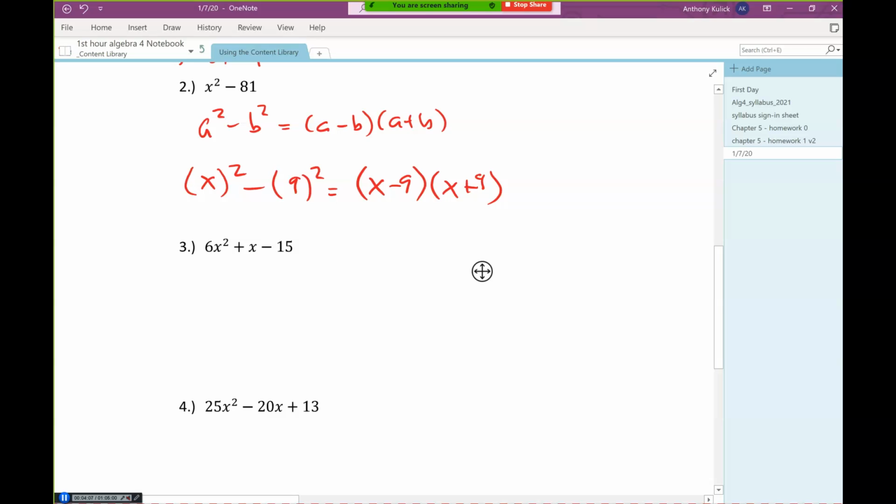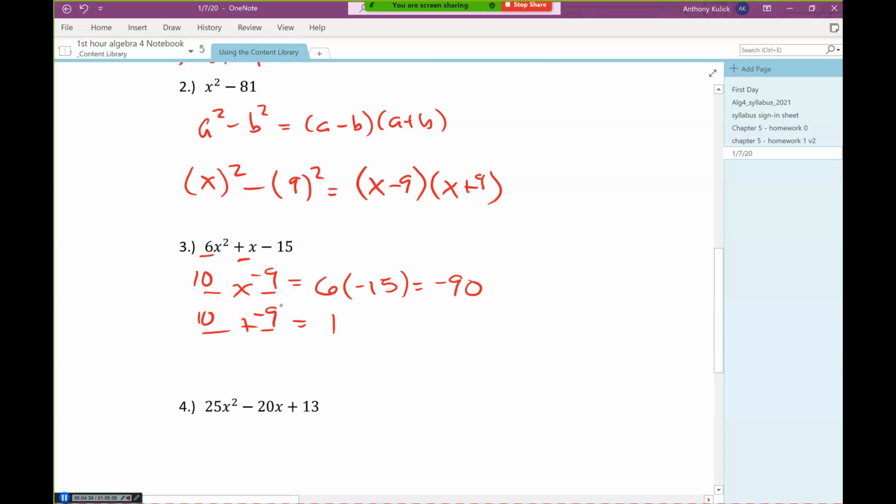Number 3 is the one where we're going to have to do the full factoring method because the leading coefficient isn't 1. So I'm going to begin by finding the two numbers that multiply to give me that leading coefficient times the constant term, so negative 90, and then add to give me that middle coefficient, which is 1. So those two numbers would have been positive 10 and negative 9.